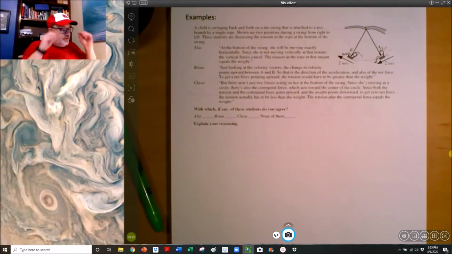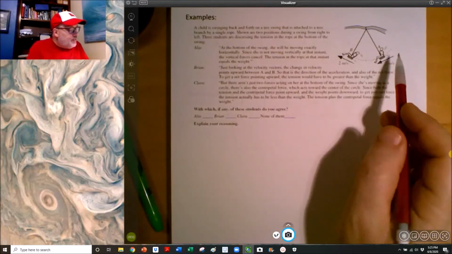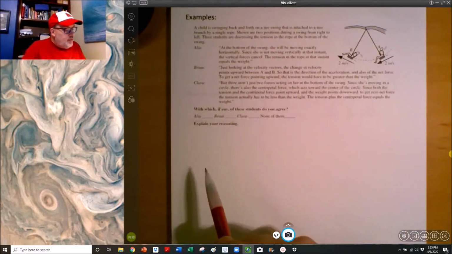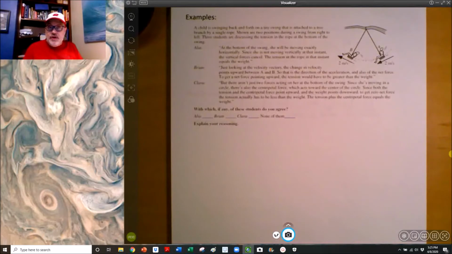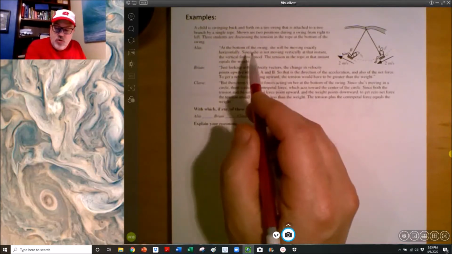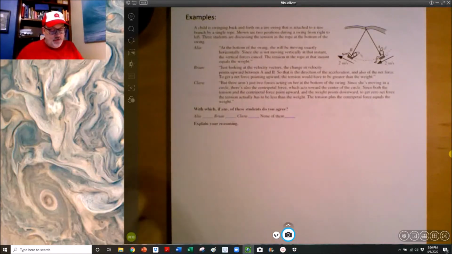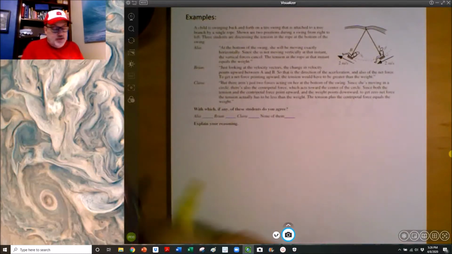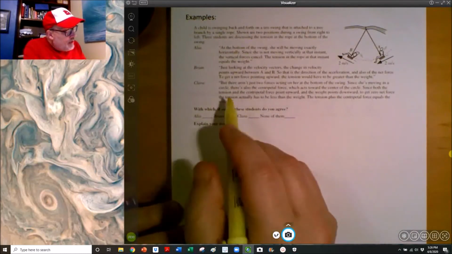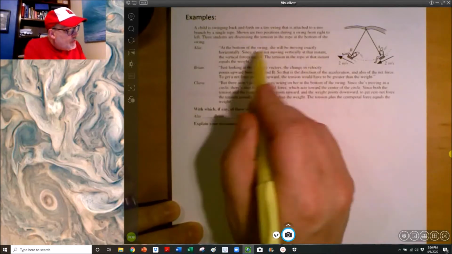In our next example, we have a child swinging back and forth, and we have one of these conflicting contentions questions. I always tell students that what you need to do is highlight or box in the stuff that's correct and cross out the things that are incorrect. So let's take a look at Aaliyah's argument. At the bottom of the swing, she is moving exactly horizontally.